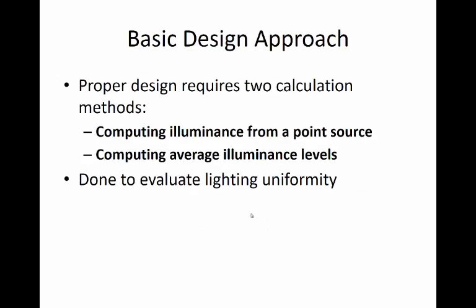So let's talk about our general design approach here. Proper design requires two different types of calculation. Number 1 is we have to compute the illuminance from a single point source. And that's the one we're going to center on in our class, okay? The other one is a way of computing the average illuminance levels. This is more what you would utilize a lighting engineer for, or this is what a lot of our software that computes lighting levels does for us in the background. Now you have to do this to help evaluate lighting uniformity across the space as well.